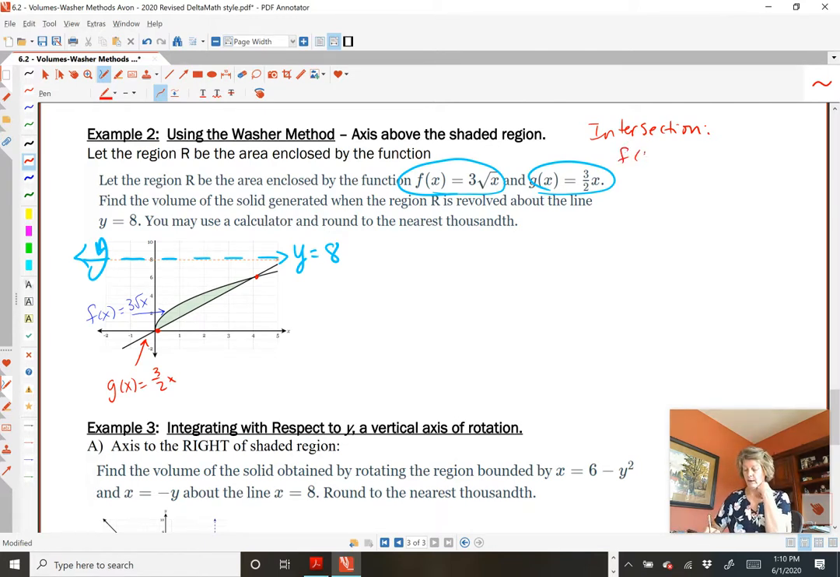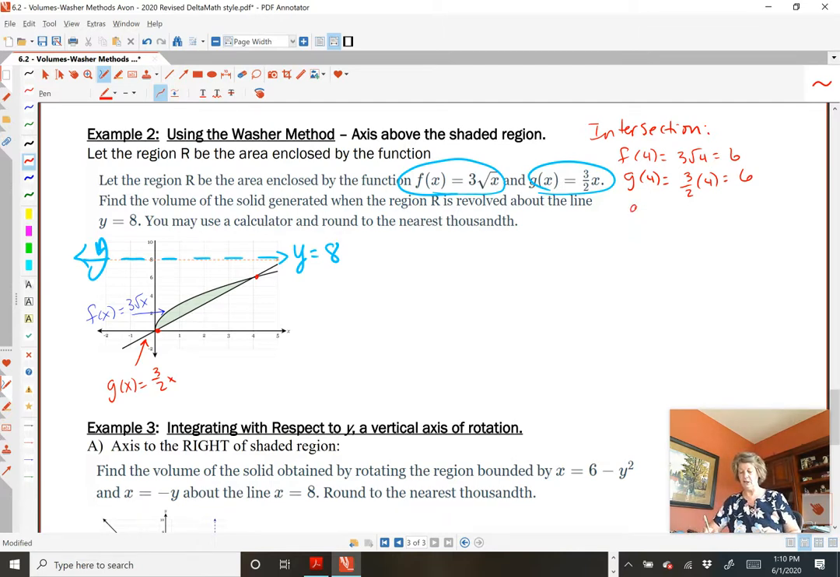So I'm just going to look at what is f of 4. F of 4 would be 6. And g of 4, I'm hoping it's 6 so that it's an easy intersection point. And I'd have 12 divided by 2, so yes, indeed. They definitely intersect at x equals 4, y value of 6.